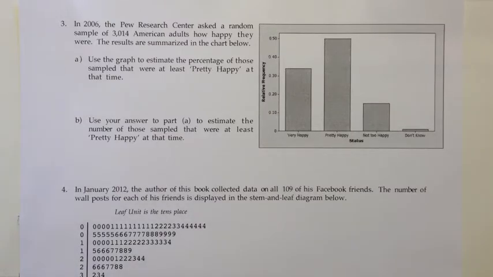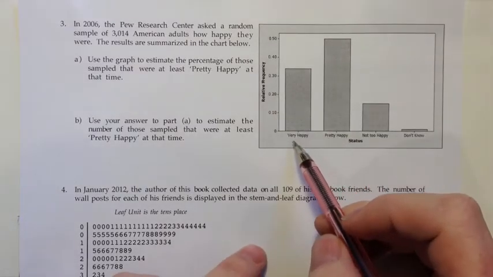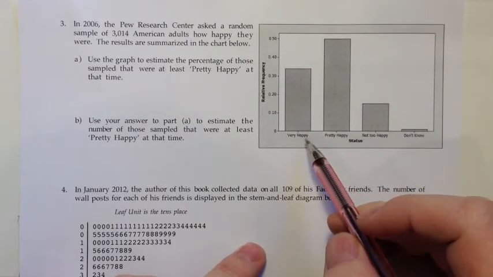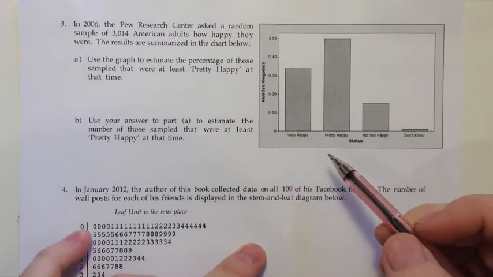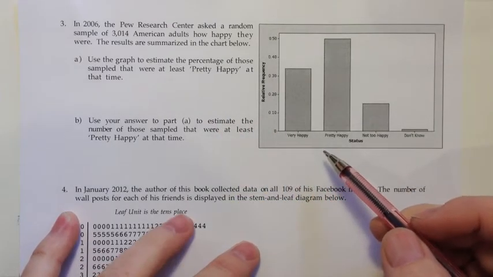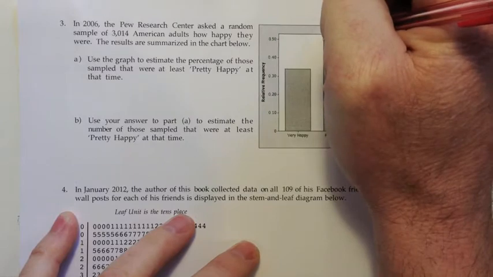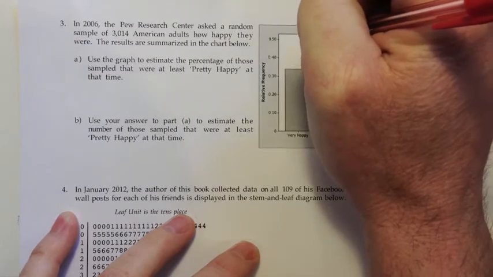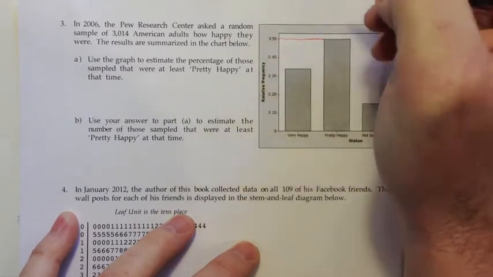So at least pretty happy, I would say, includes the group pretty happy and then very happy, which would be more than that, so at least. And so I want to add the folks in those two categories together. And they want to know the percentage, which would be the relative frequency converted over to a decimal.